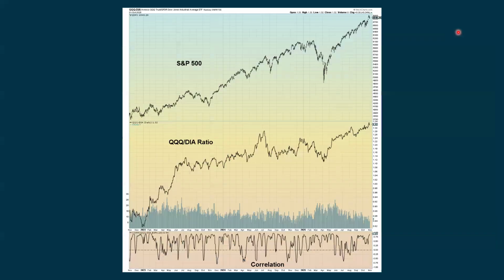Okay, and then another study that we look at is the S&P on top. And then this is designed to be a growth to value ratio. The Qs, which are growth, to diamonds, which is the Dow. And those are considered to be the best value stocks, even though there's growth stocks in there. And then we look at the correlation between the two, and it's pretty strong. And for the most part, this ratio has been going up. That means growth is outperforming value. And the S&P's been going up, although seeing a little bit of recent weakness here.